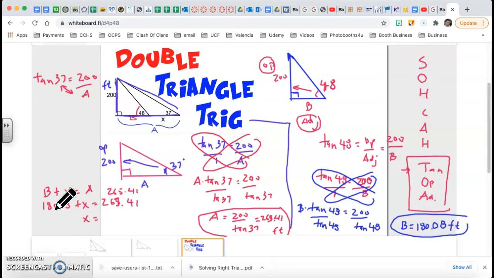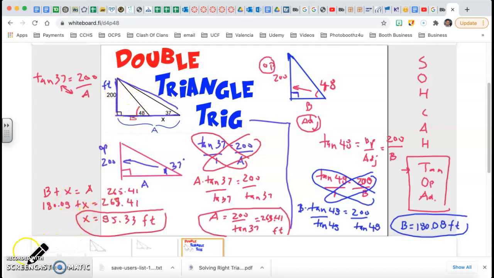So again, my x value is 265.41 minus 180.08, and that's going to give me 85.33 feet. Okay, and that's how I find all the measures on those sides using a double triangle.